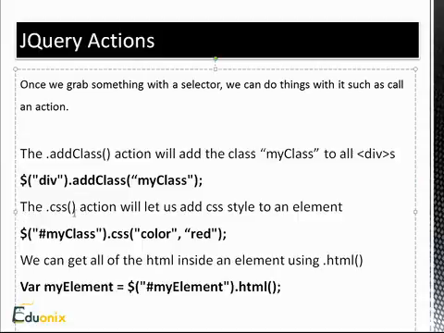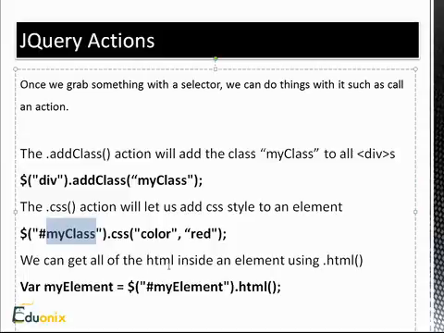This here, the CSS action, will let us add CSS style to an element. So we can just on the fly add CSS to an element. So we're grabbing something with an ID of myClass, and we're just making the color red.